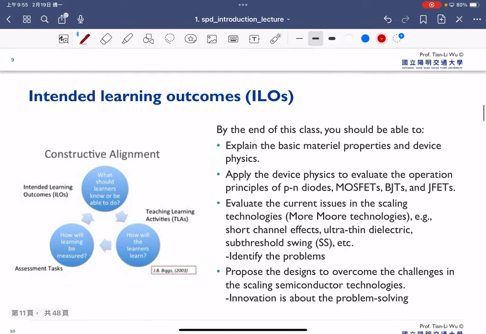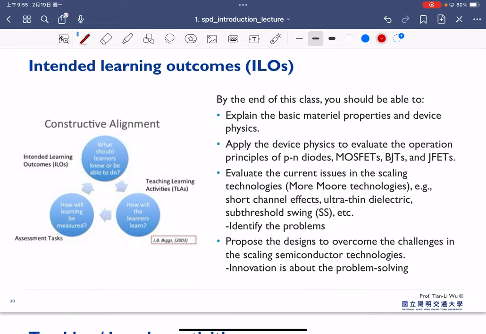So the first one, the intended learning outcome. By the end of this class, you should be able to, first, explain the basic material property and device physics. Second, you are able to apply the device physics to evaluate the operation principle of the PN diodes, MOSFET, BJT, and JFET. And third, evaluate the current issues in the scaling technology.